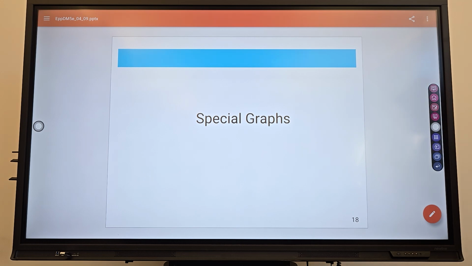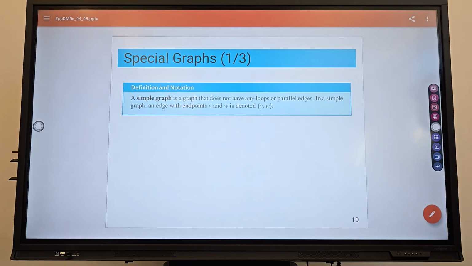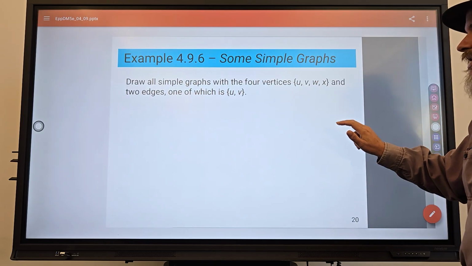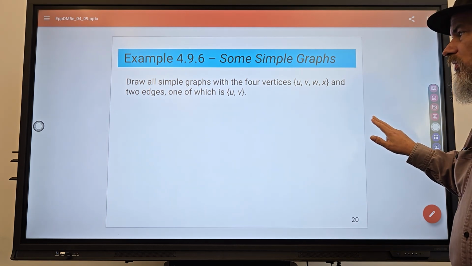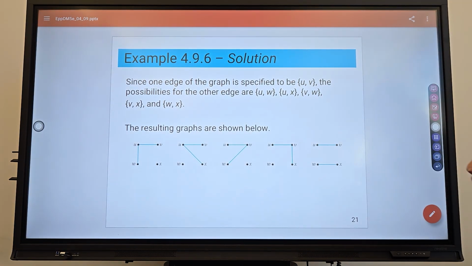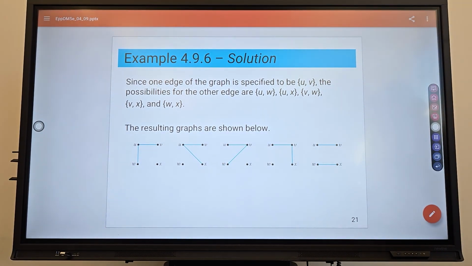But there are special kinds of graphs. A simple graph is a graph that does not have any loops or parallel edges. In a simple graph, one edge with endpoints v and w is denoted by the pair in curly braces. Draw simple graphs with 4 vertices, u, v, w, and x, and 2 edges, one of which is uv. Well, these are the resulting graphs that you could do.